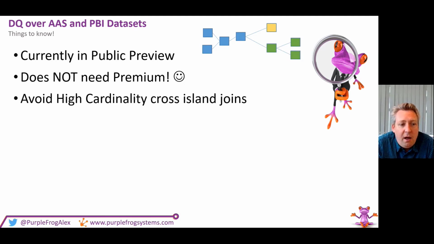We've talked about avoiding high cardinality cross-island joins. That's where you want to join on small dimensions, not on big facts. Not even on big dimensions. Small dimensions is key. A few thousand values is fine.